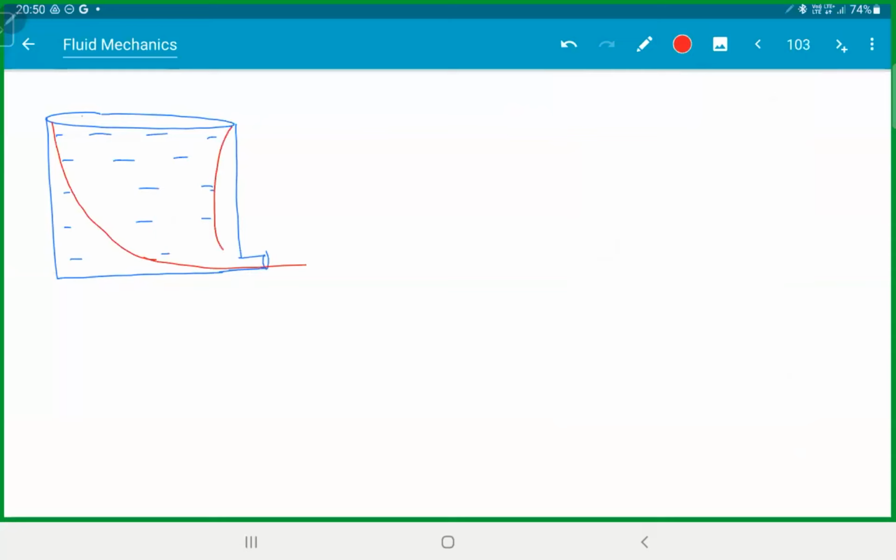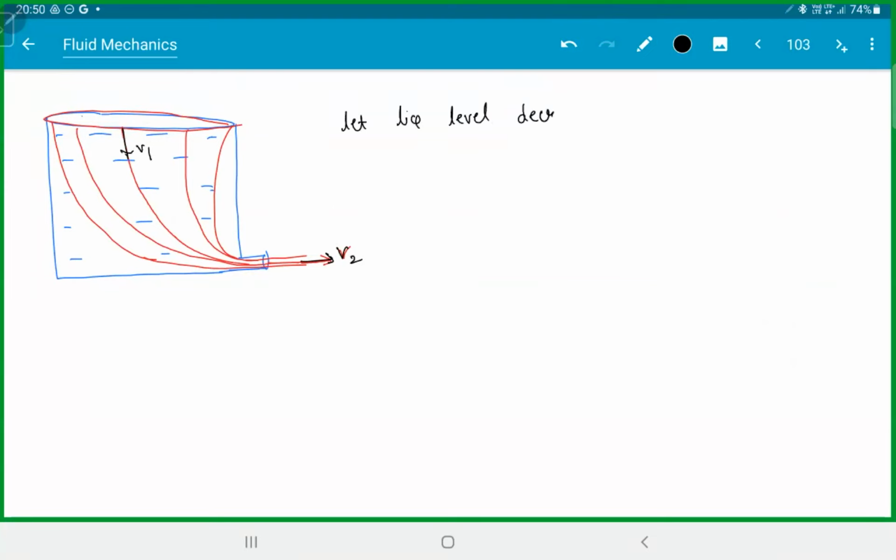This is how the streamlines are coming out with V. You're getting it? So all of them are forming this kind of a cone structure here, and all the streamlines are coming down. Let this liquid come out with the speed V2, and let the liquid level decrease with speed V1. So here we'll consider this is state 1 and this is state 2.